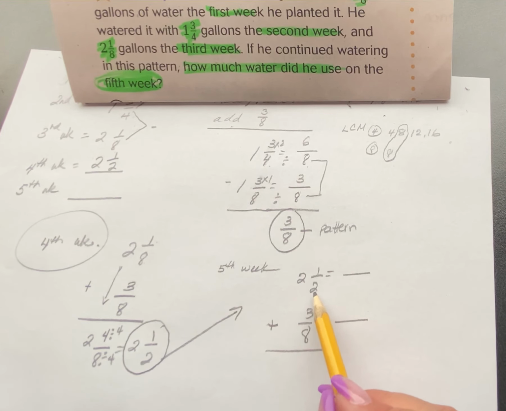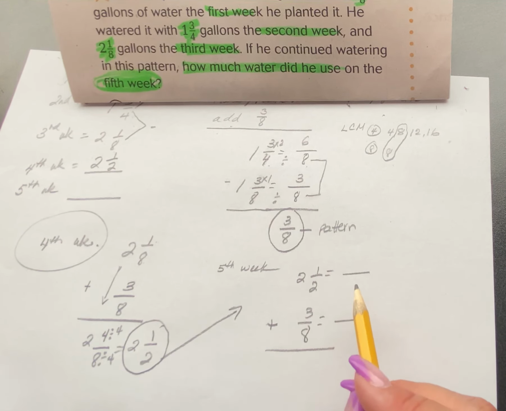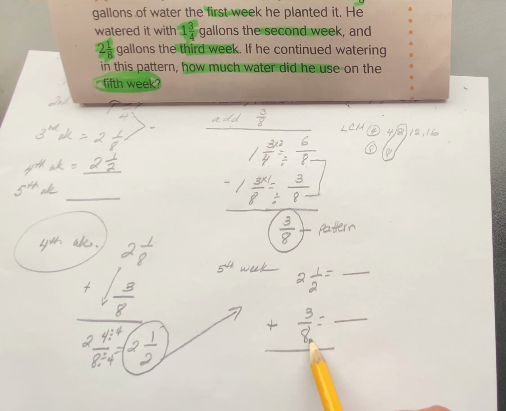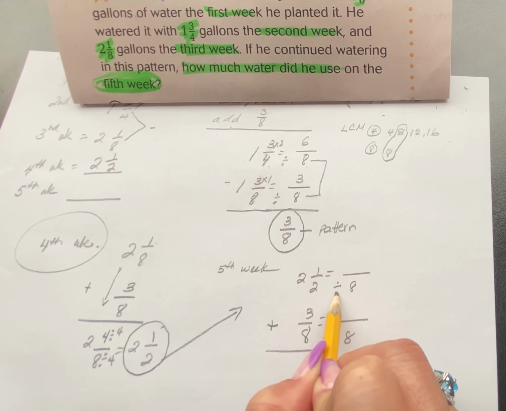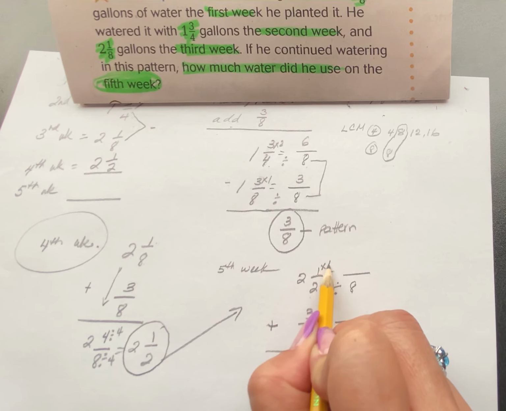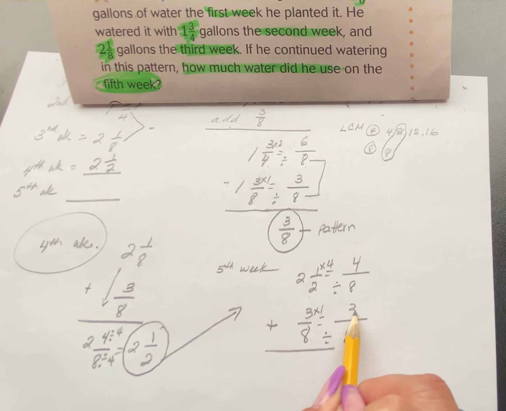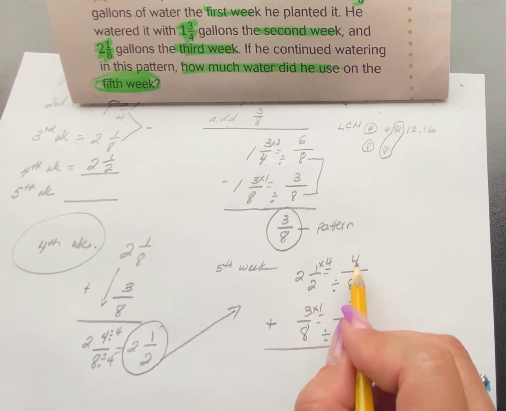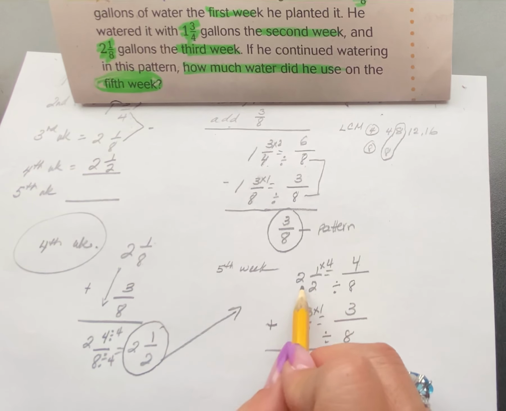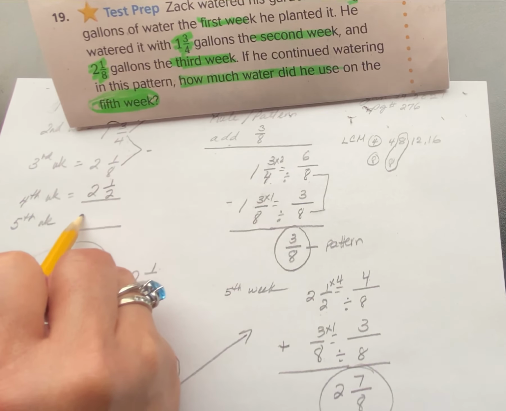Here we can't just add because the denominators are not the same. We have to figure out the least common denominator. I will say to myself, can 8 divide by 2 evenly? In this case, yes, because 8 divided by 2 is 4. And so that is the least common denominator. 8 divided by 2 is 4, times 1 is 4. 8 divided by 8 is 1, times 3. Now that our denominators are the same, we're just going to add. 4 plus 3 is 7, and bring down our 8. So the answer to this problem is 2 7/8.